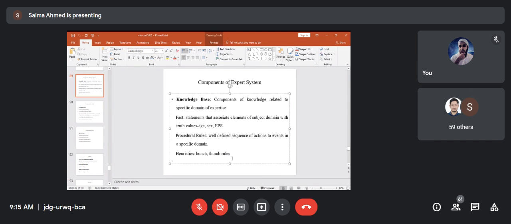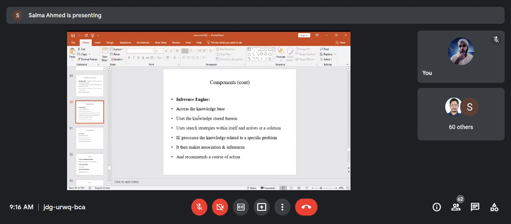So knowledge base is one component. It's a component of knowledge related to a specific domain of expertise, and it can be broken down into three smaller components. So they are facts, procedural rules, and heuristics.